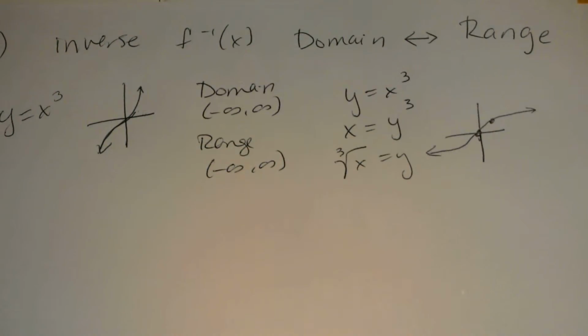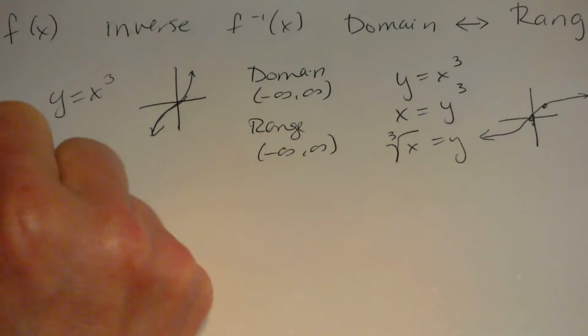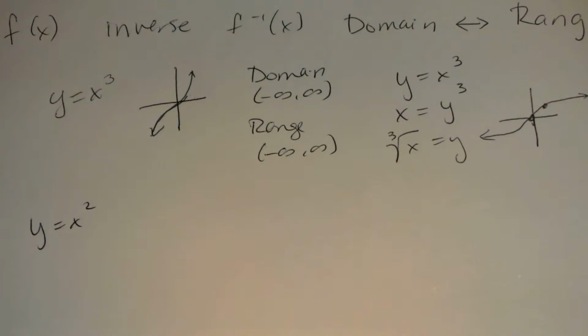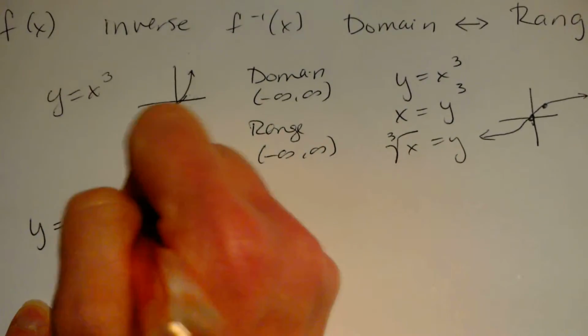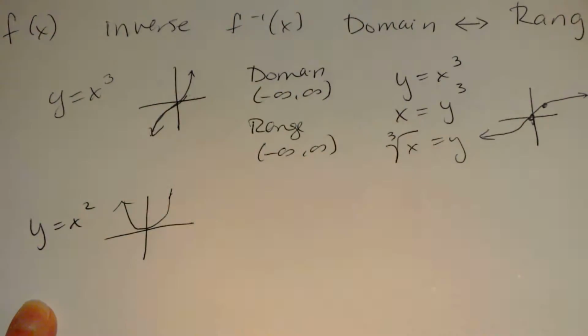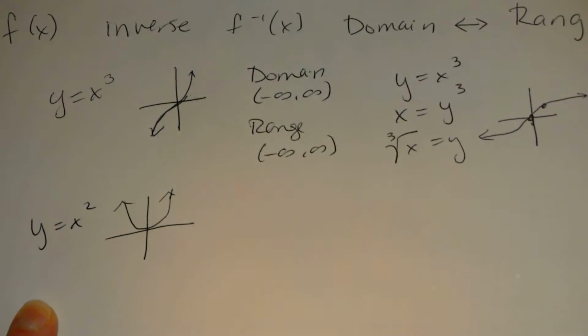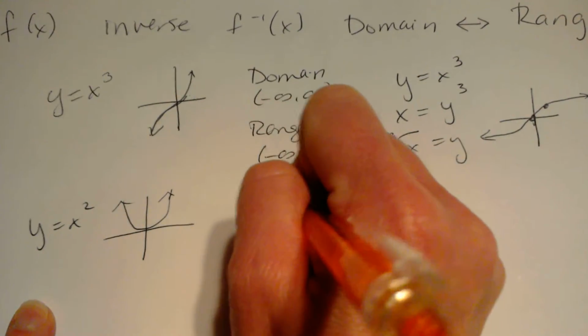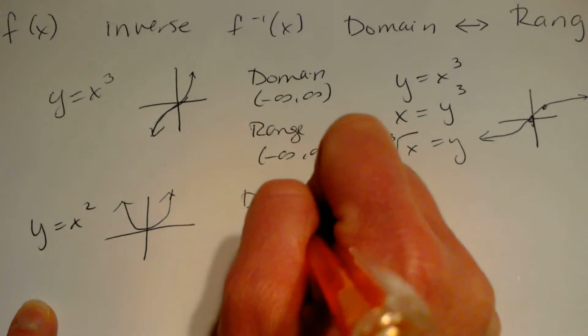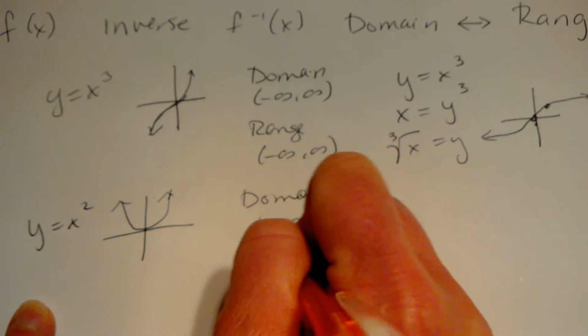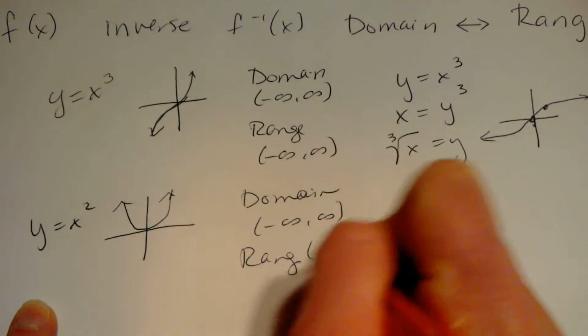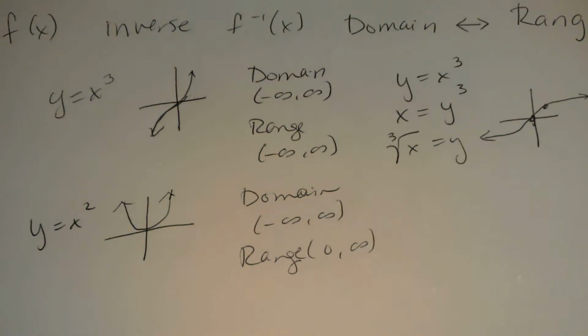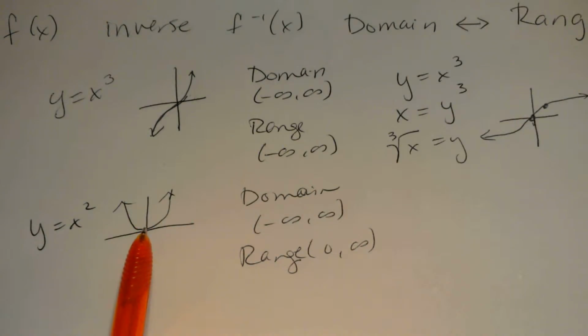Okay? Now what about if I had just y equals x squared? Now y equals x squared, my graph looks like this. Something like that. My domain is all real numbers again, but my range is only positive numbers. So on this one, it passes a vertical line test, so it's a function. It does not pass the horizontal line test. So its inverse is not a function unless we restrict our domain.